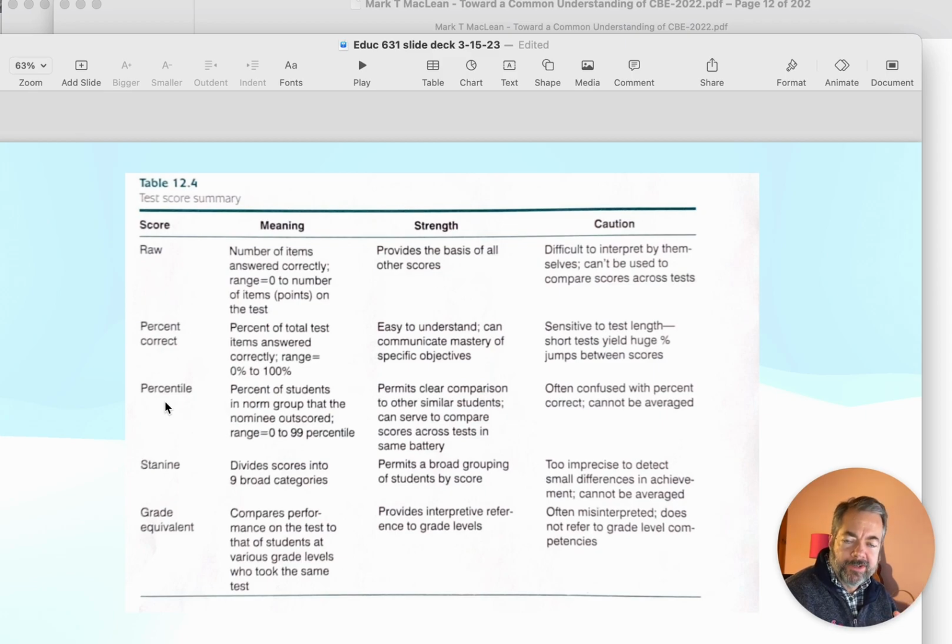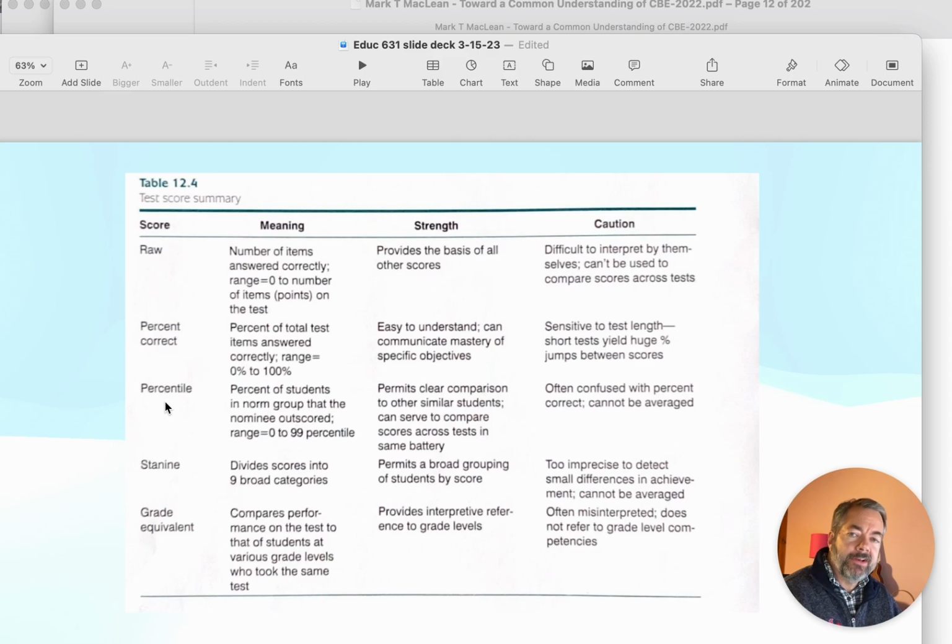But a norm reference test is a test that is comparing a student or a group of students to the whole. So it's sort of saying, Johnny is scoring in the top 10% of all kids who take this test. That's data, by the way, our gifted and talented parents with gifted and talented kids love to get, which is fine. It's nice to know how you compare to other kids, especially if you want to see what a student's strengths or weaknesses are.